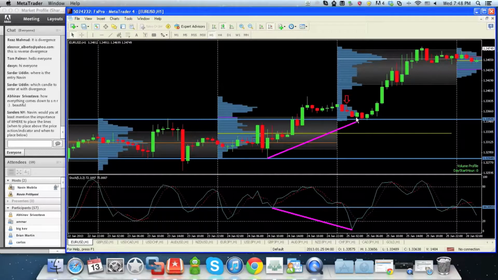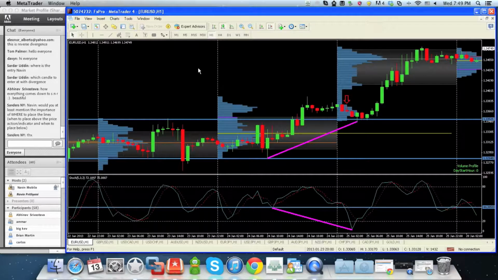Would you at least mention the importance of where to place the lines, where to place them above the price and where? Okay, I'll get into that. Now, let's do this. Like you said, Sanders, let's do this one step at a time. How are we gonna do this?